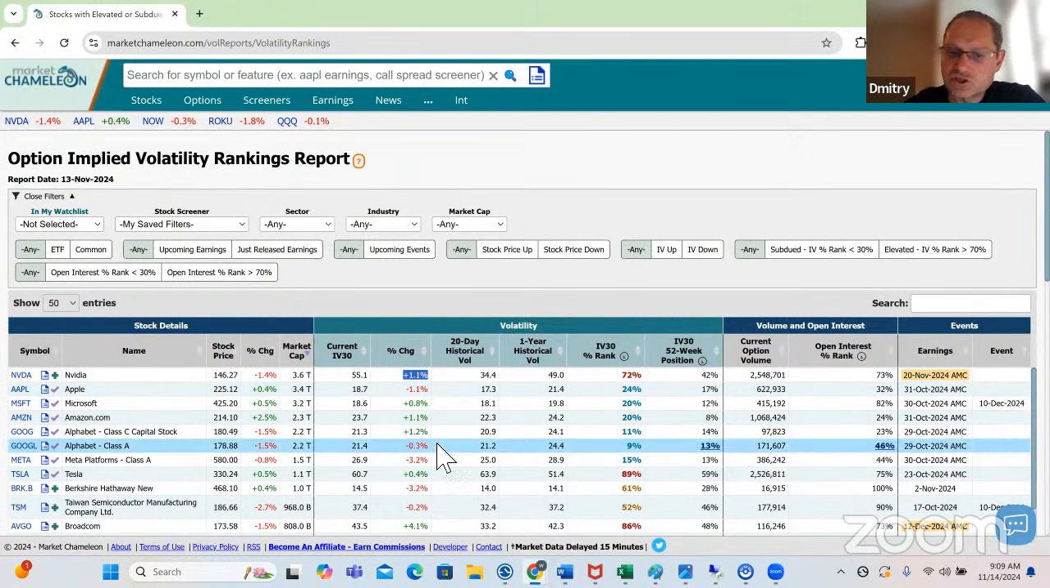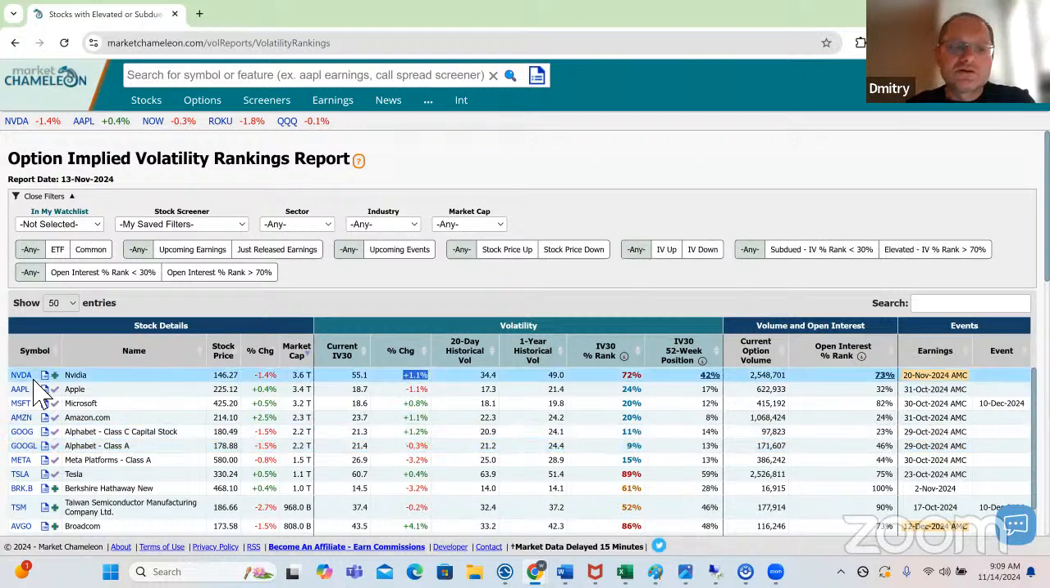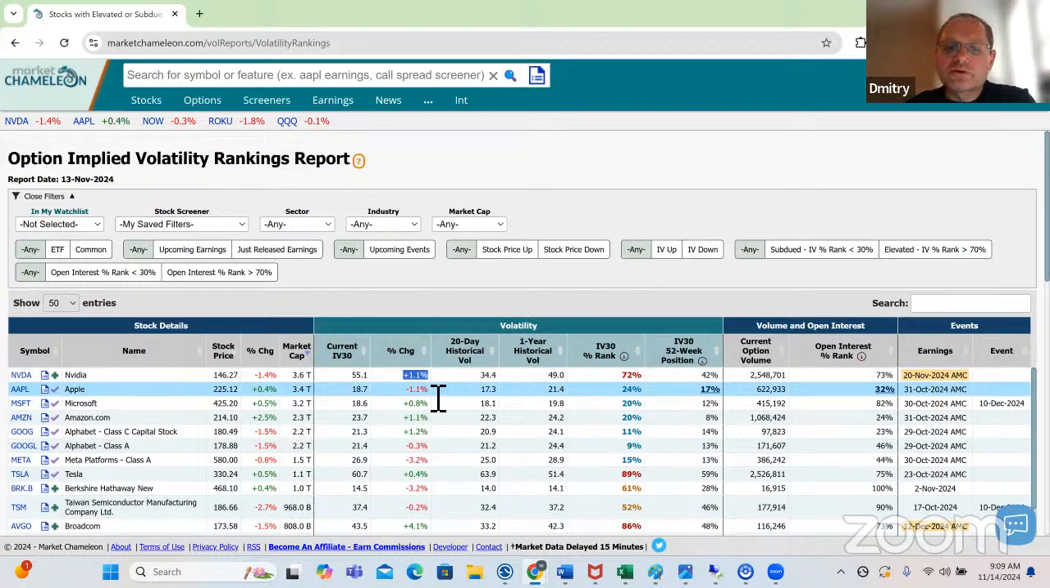This is looking at where did this benchmark IV30 close the previous day, right? Just like a stock, where did it close at the previous day end of trading? And then it compares it to the most recent IV. So throughout the day, we're recalculating it, and then we're looking at the change. Did it go up or down from the previous day, and by how much? So in NVIDIA, it went up 1.1%. In Apple, you could see that went down 1.1% from the previous day.